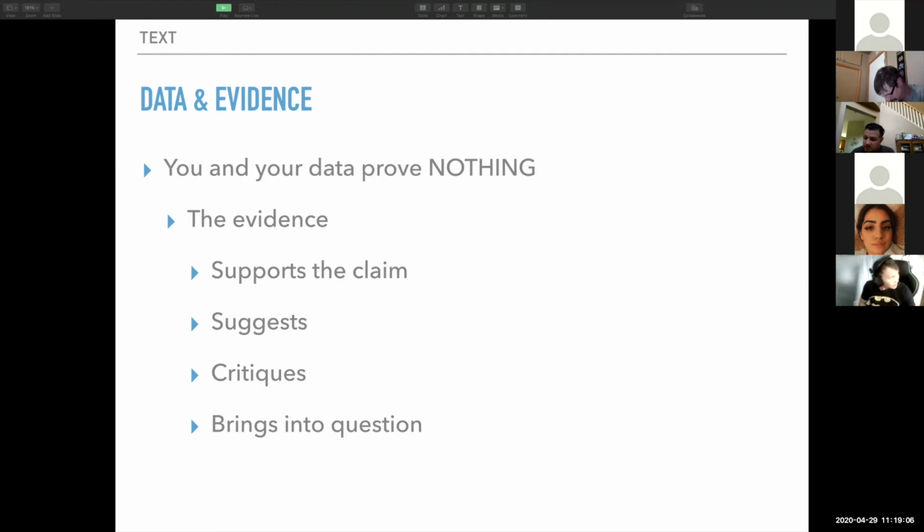You, in an undergraduate paper just doing a lit review, you're not looking at proving anything. You'll notice in even some of the stuff that you've pulled up, none of them say prove. Newspapers will say that, but they don't have the same kind of standards in terms of their editorial writing. So don't use the word prove. It can support or suggest or critique or bring into question, but don't use the word prove.